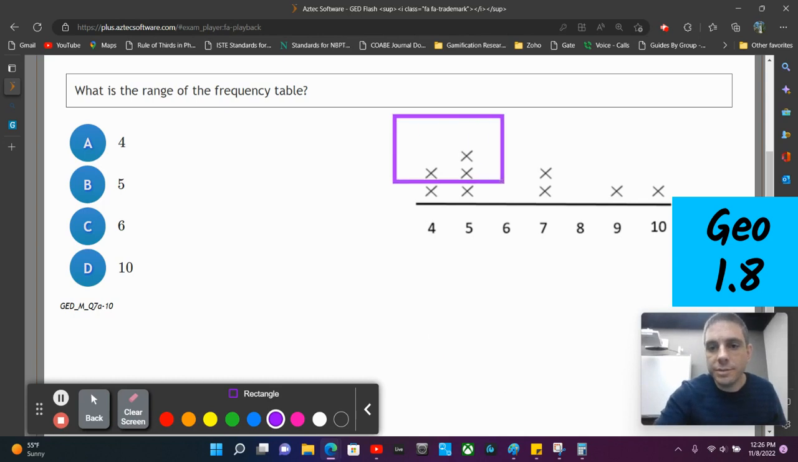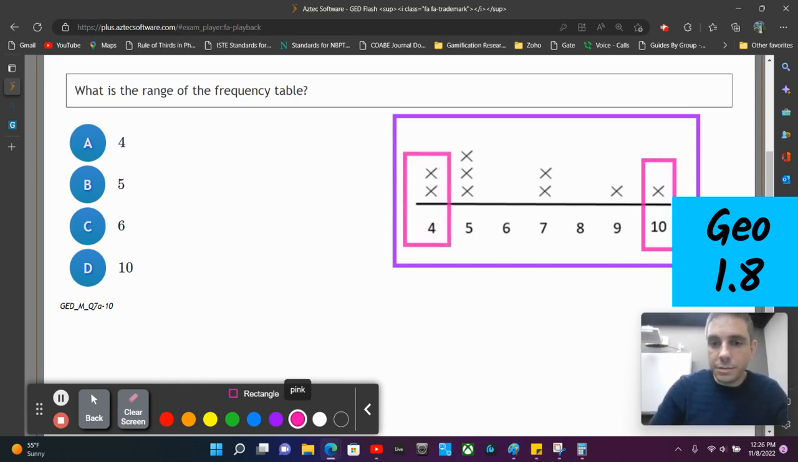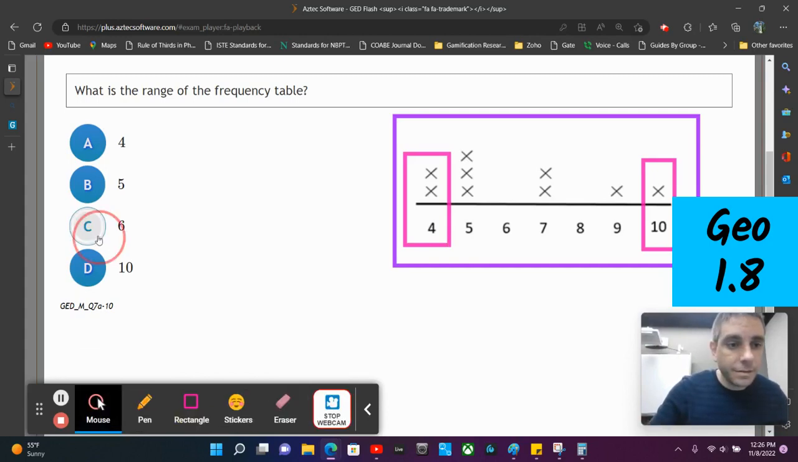So with this frequency table, we can see that there's an X above the number 10, which means that one of the numbers in the data set is 10. And there's two X's above the number 4, meaning two of the numbers in the data set are 4. It doesn't change the fact that 10 is the biggest number and 4 is the smallest number. So the range would be 10 minus 4, 6.